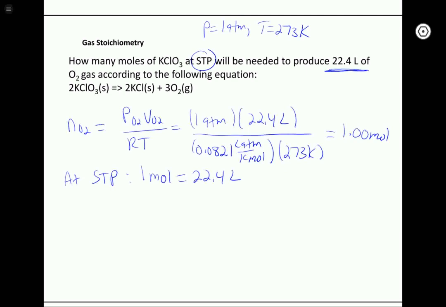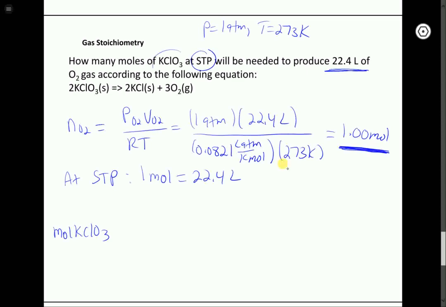So that means in this problem we're forming exactly 1 mole of O2. So if we want the moles of KClO3 that form, and I think based on the answers we picked, a lot of you stopped here and picked 1 mole as your answer. But remember, this is the moles of O2 that form. We're looking for the moles of KClO3 that have to react to form that.